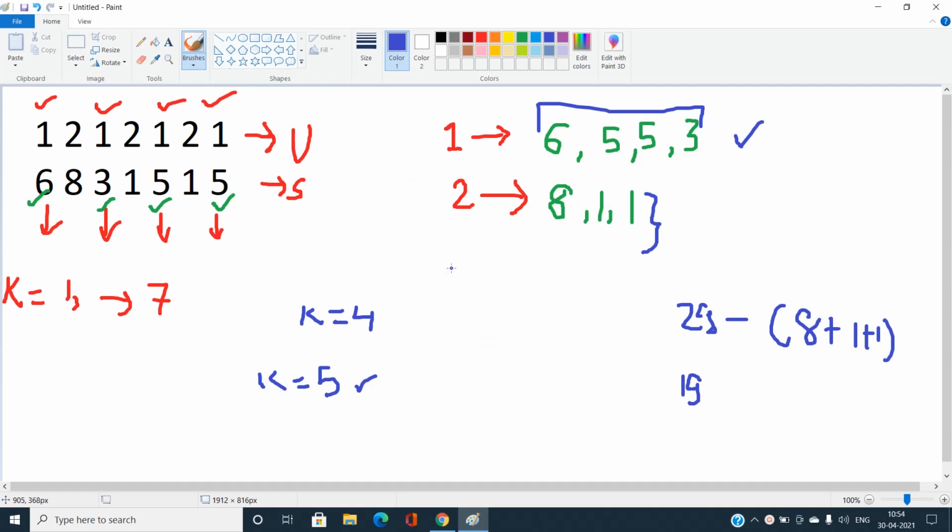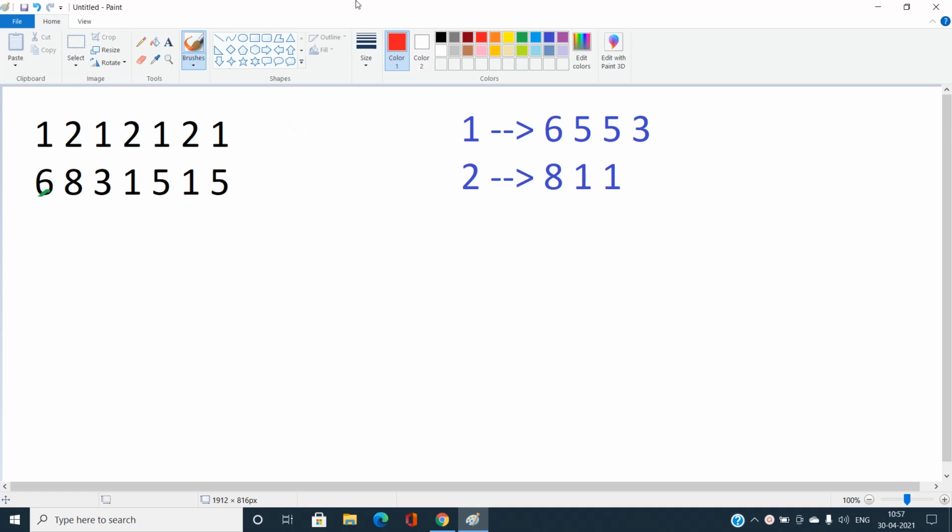So the main thing is how we are going to implement this under the given time limit in the best possible way. Okay, so let's try to understand this and find out the best solution of this problem. Let's talk about the approach of this problem.